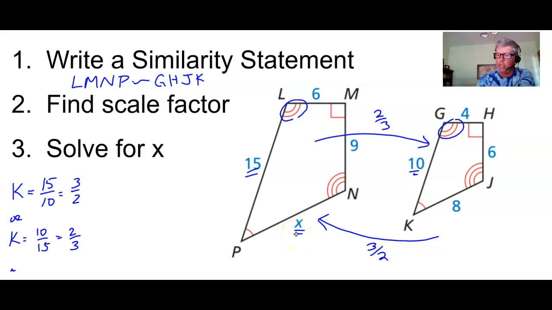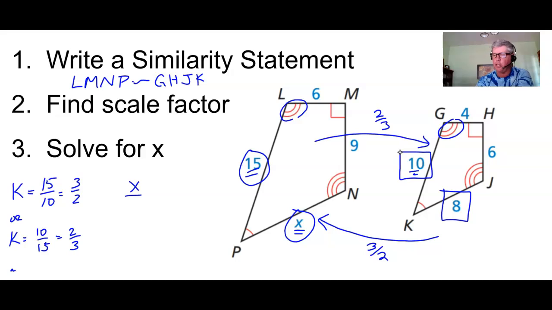All right, finally for number 3, solve for x. There's x, so we set up a proportion, x over. Now we can pick one thing on the same side or pick its corresponding piece over here. I'm just going to pick this pair and make it equal to this pair. So everything's corresponding. So x over 15 equals 8 over 10. Okay?